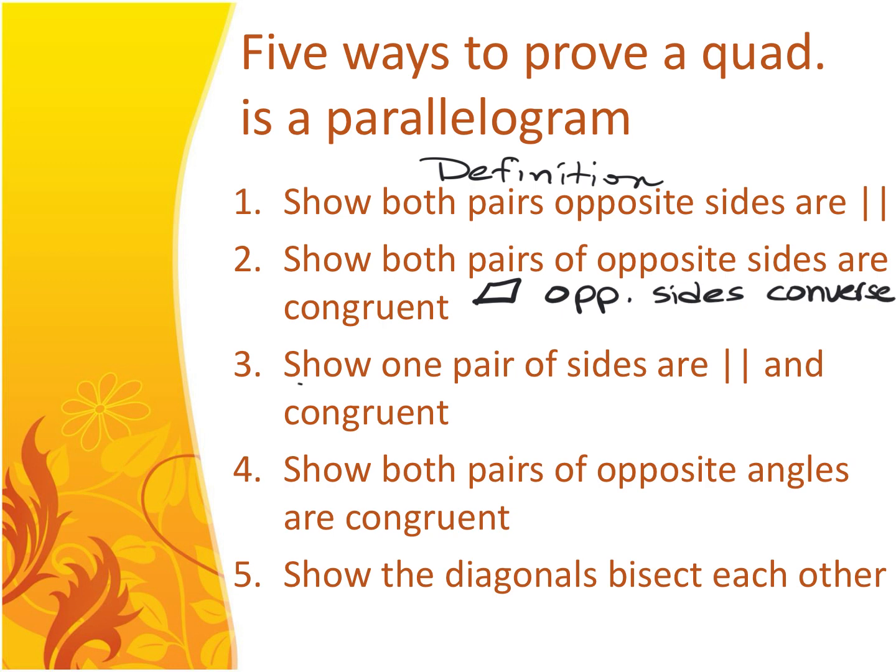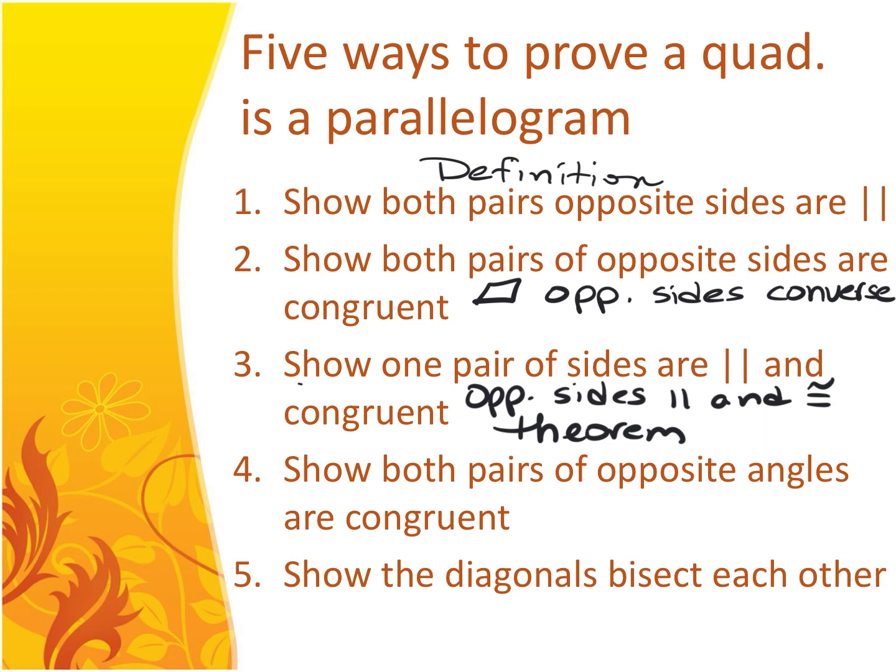The third way, show that one pair of sides are parallel and congruent. This was our new theorem we learned today. So this is the opposite sides parallel and congruent theorem. This one's a theorem, not a converse.